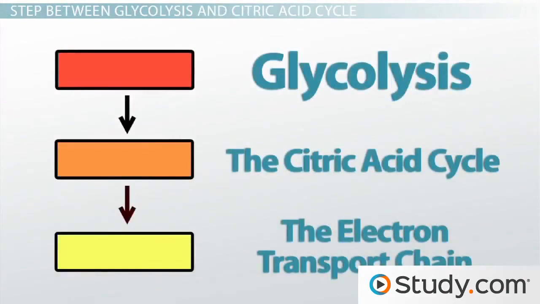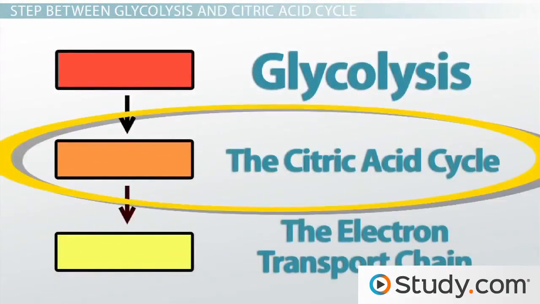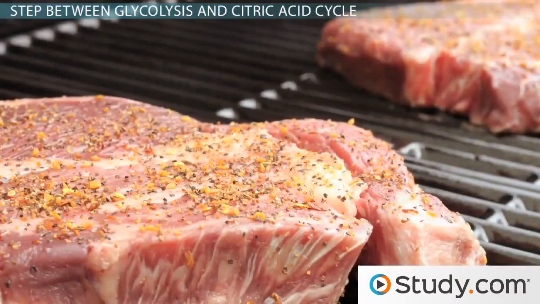Now, before we can get to the next stage of cellular respiration, the citric acid cycle, there's some prep work that needs to be done. Before you barbecue your steaks at the picnic, you probably want to thaw and season them first to get them ready to go. So let's get those products of glycolysis ready for the grill.